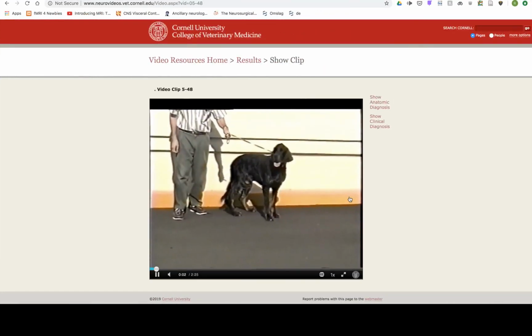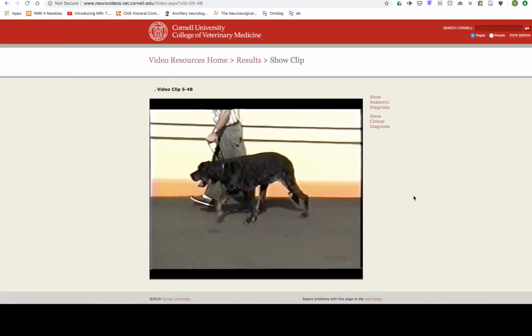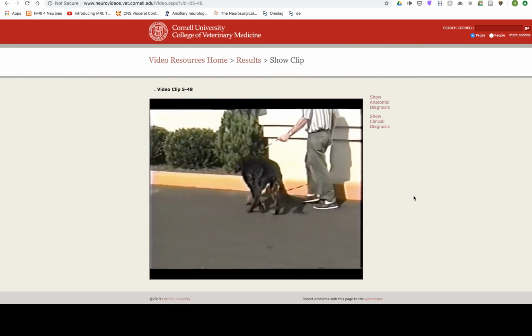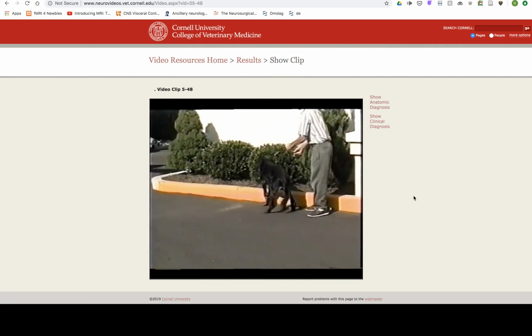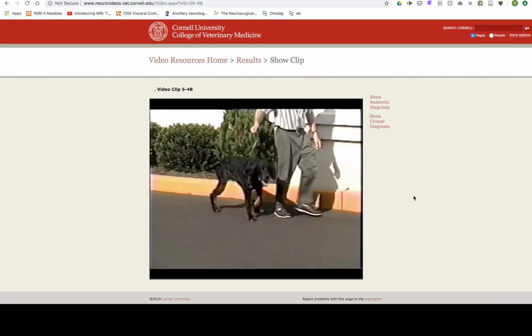Video 5-48 shows Hershey, a 10-year-old male Gordon setter, which experienced 1 month of progressive gait abnormality in the right pelvic limb. Note the skipping gait, which is characteristic of his sciatic nerve dysfunction and is caused by the brisk, unopposed flexion of the hip.